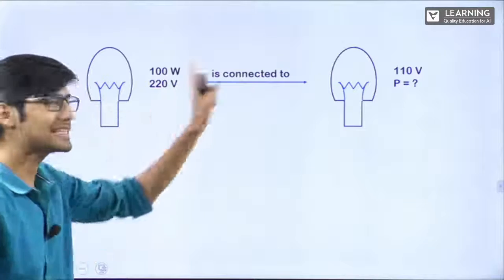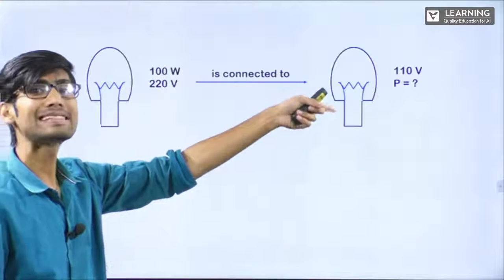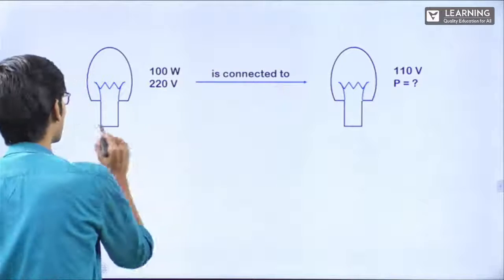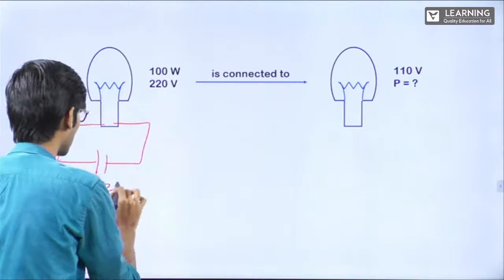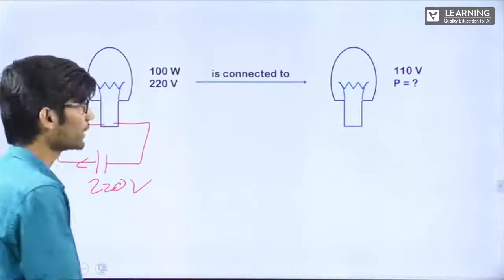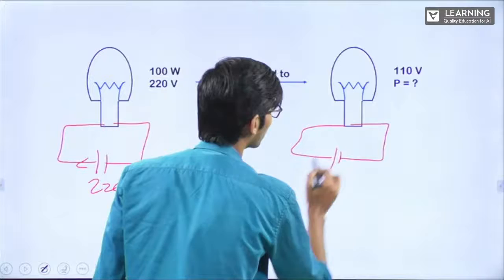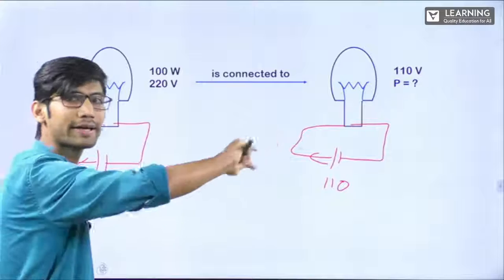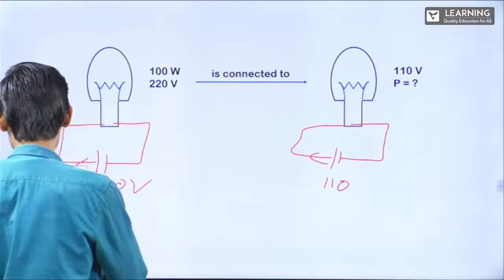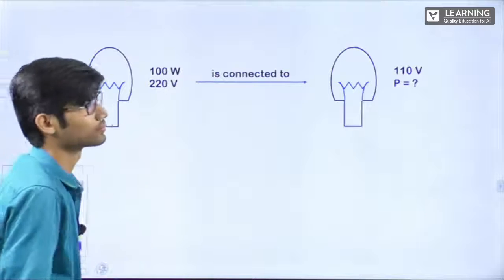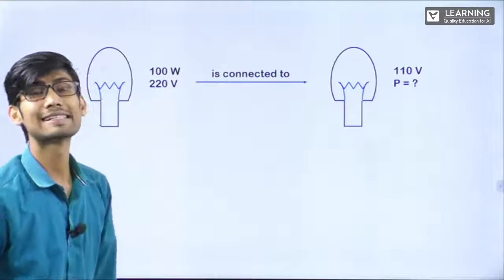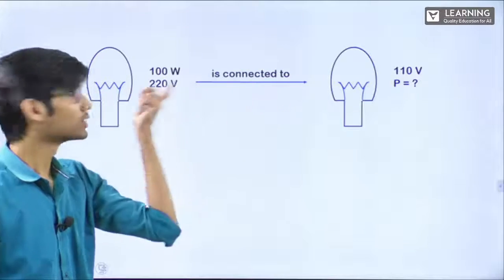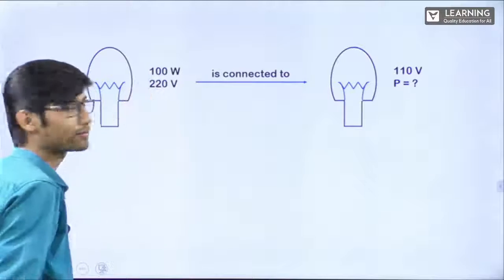If we change the supply, what will remain the same? See, current will also change, right? If it is connected to 220 volt, the current will be more. Here it is connected to 110 volt, the current will be less. So if you change the potential difference, current will change, and power will also change. What is there which will not change? Resistance, because it's a material property, right? Resistance will not change.